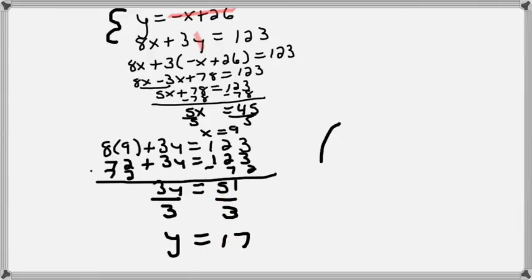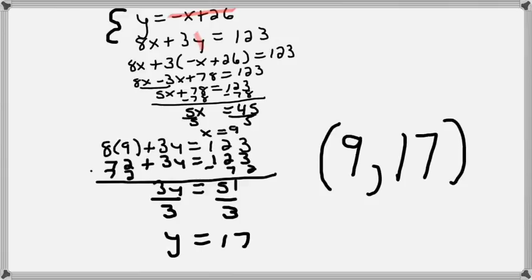That means that my actual answer to this system is the two lines intersect at 9, comma 17. And that's it, you're done.